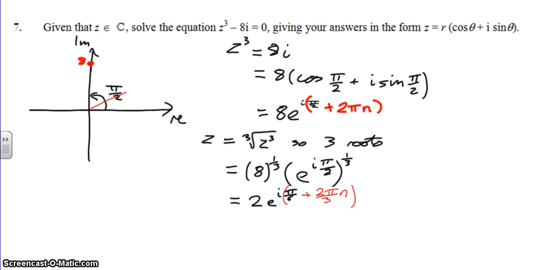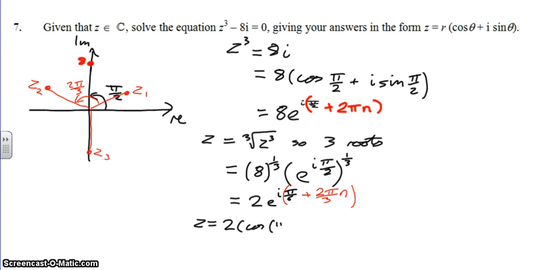Let's draw our solutions on the Argand diagram. We're going to assume these have a modulus of 2. That is z1. That would then be a third of the way around, that's 2 pi by 3 around the circle, that's z2, and z3 is a further 2 pi by 3 radians round. And they divide the circle up into thirds. So 2 pi by 3 between each one.